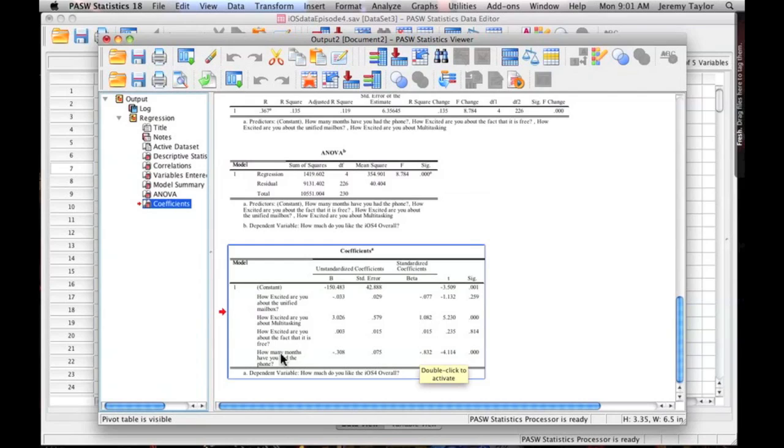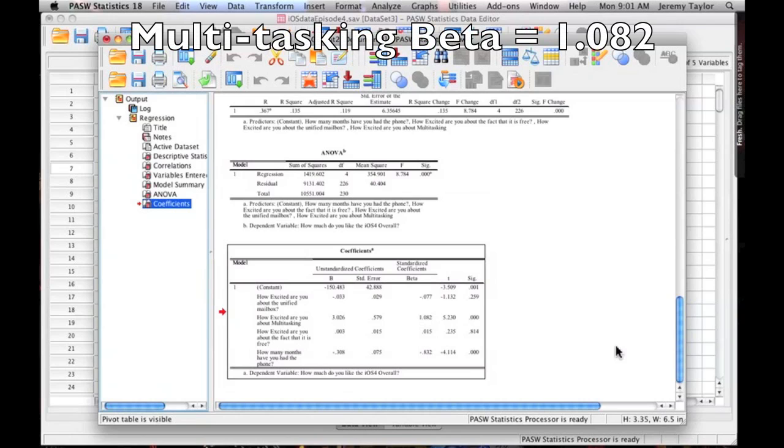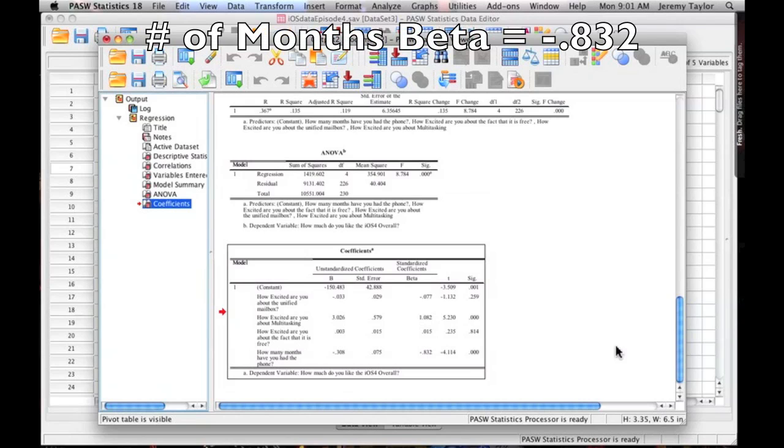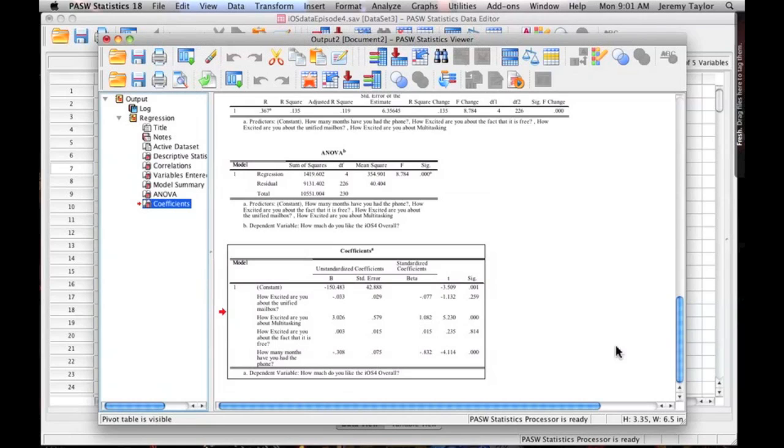So if I were to interpret this, I would probably say that excitement about multitasking and how many months someone has used the iPhone were the strongest predictors of someone's opinion that the iPhone OS was the greatest OS ever. Now, looking at the multitasking, we see that the beta was positive 1.08, meaning as their excitement about multitasking went up, so did their opinion that it was the greatest OS ever. However, interestingly, the number of months coefficient was negative, meaning the longer that they have used the iPhone, the less likely they were to really be that excited about the new OS.